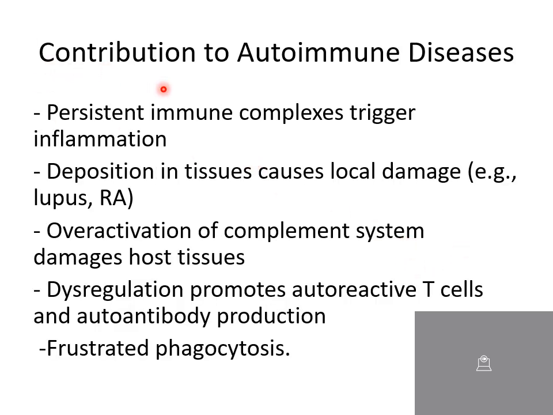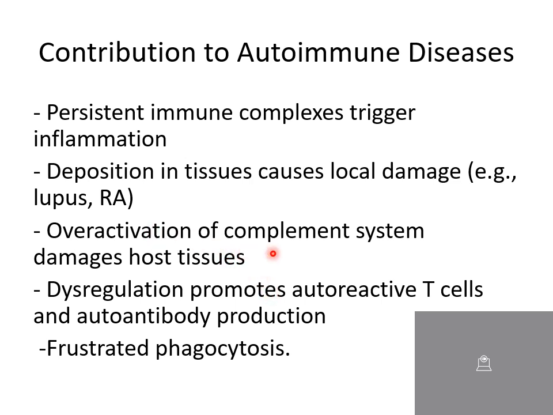We're going to see how immune complexes, if not cleared well from the body, can contribute to autoimmune diseases. These autoimmune diseases result from the immune system reacting upon its own tissues or cells. If immune complexes persist in the immune system, they will trigger inflammation, and if not cleared well, they can be deposited in tissues like the kidneys, resulting in local damage.